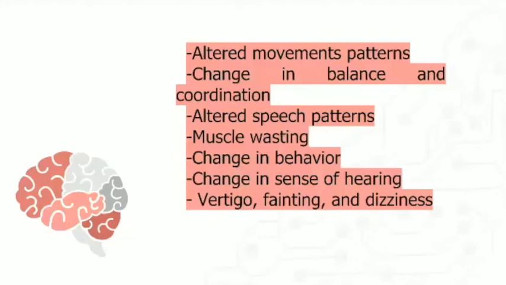Fourth, muscle wasting. Fifth, change in behavior, or difficulty in concentrating or thinking, confusion or lethargy, including changes expressed by friends and family members. Sixth, change in sense of hearing. And lastly, vertigo, fainting, and dizziness.